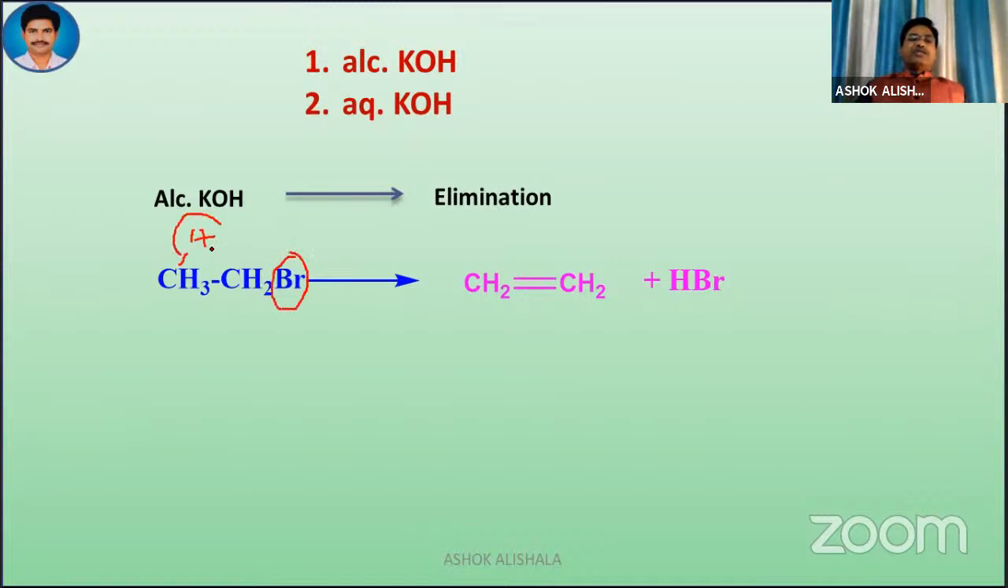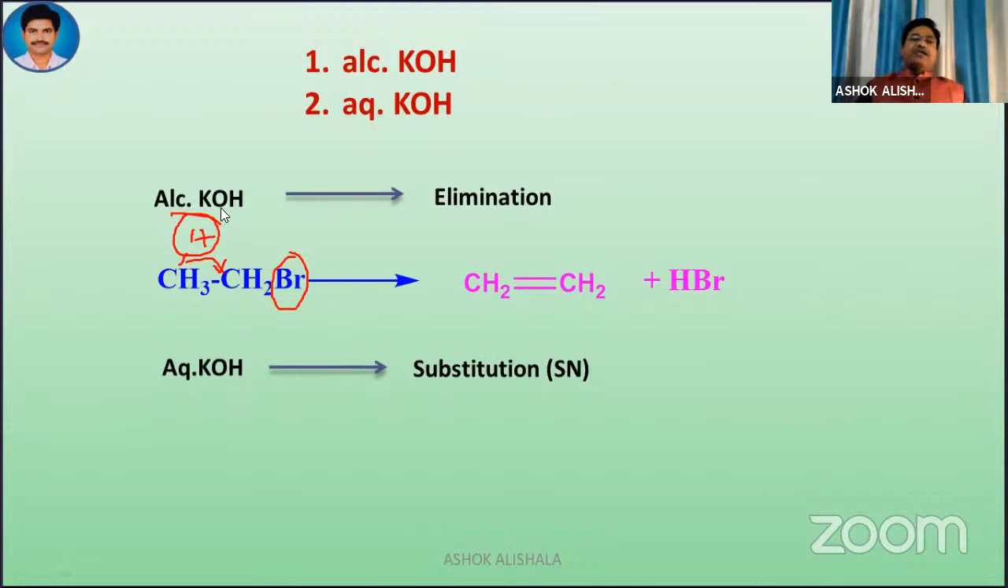So that both will be removed, and then this bond is converted here, so that you will get the alkene. In the same reaction, suppose you use aqueous KOH, what happens? You will get a substitution reaction. See the difference, you must remember this difference. The same reagent, but the solvent is different. KOH dissolved in alcohol, whereas here the KOH is dissolved in aqueous solution.